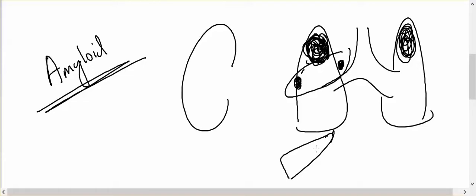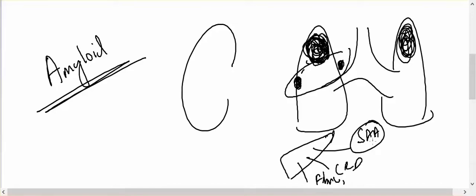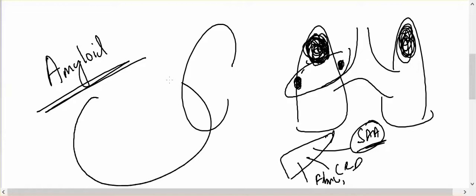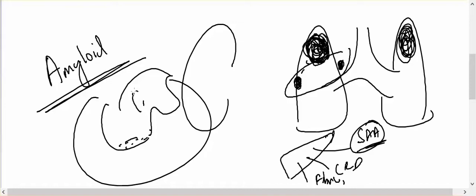They will keep on synthesizing three proteins: one is serum amyloid A, the other is CRP, the other is fibrinogen. Serum amyloid A is the abnormal amyloid protein. It gets collected in the kidney, goes to the glomeruli, and gets deposited in the basement membrane and the mesangium, and it obstructs the glomeruli. So this is what happens in amyloidosis.